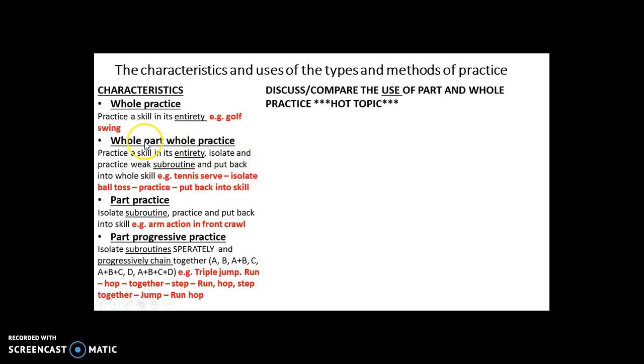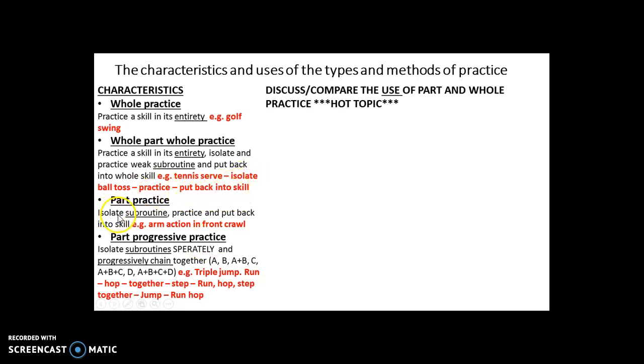Now you could put part, but just so you understand, the skill acquisition term for part is subroutine. And then you put it back into the whole entire skill. So for example, with a tennis serve, a coach or teacher might isolate or identify a weak area, so you isolate the ball toss as a weak area of the tennis serve as a whole. You practice the ball toss, the subroutine, on its own, and then you put it back into the whole skill when you feel like it's perfected.